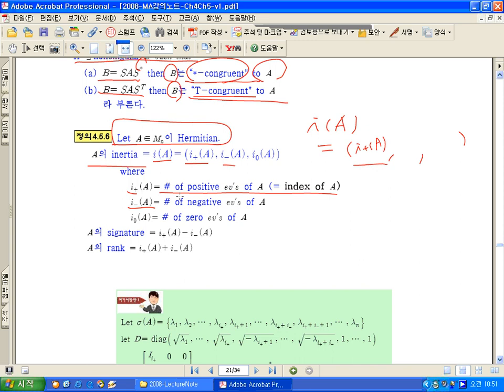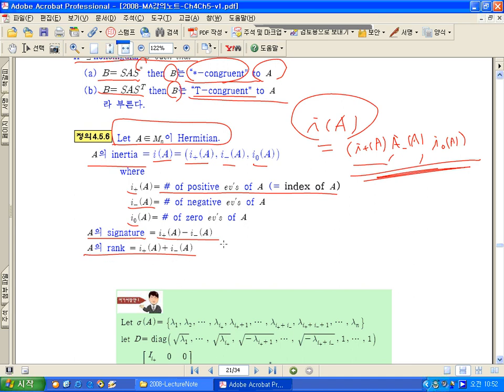Next, I minus of A is the number of negative eigenvalues of A. And the last, I zero of A is the number of zero eigenvalues of A. So the inertia of A is the set of these three numbers. And also, the signature of A is the difference between the number of positive eigenvalues and the number of negative eigenvalues.